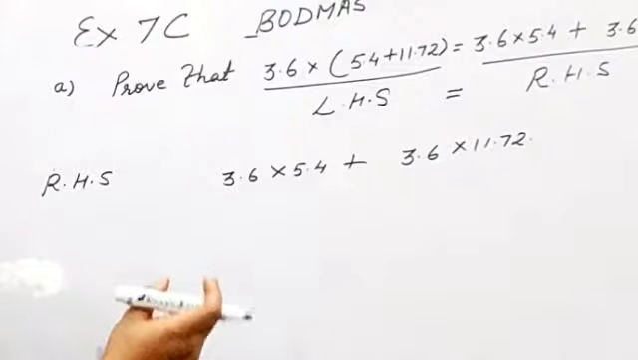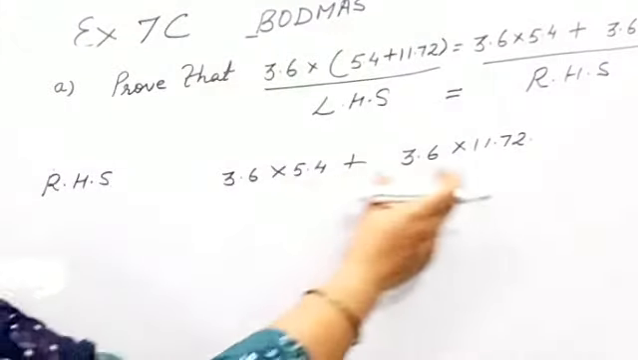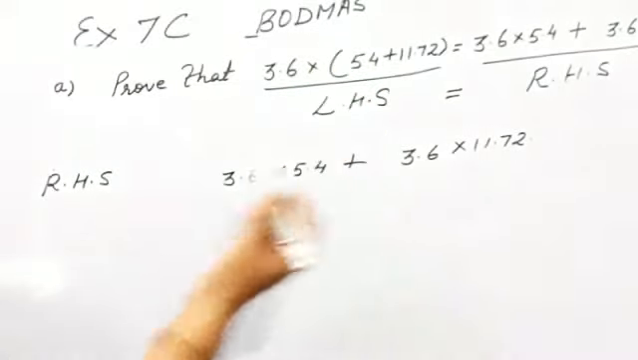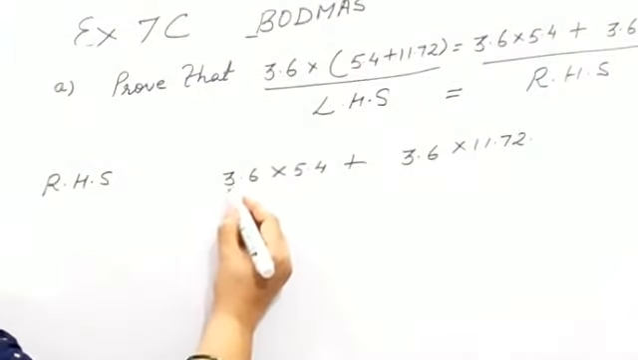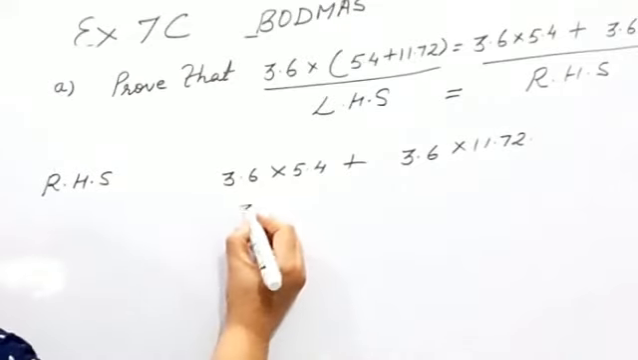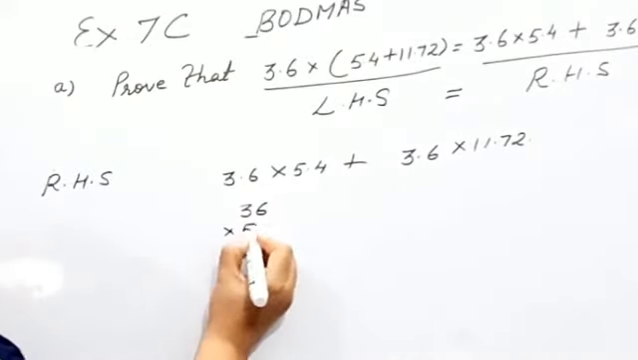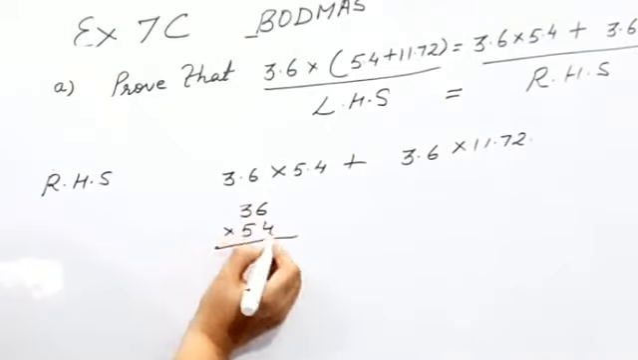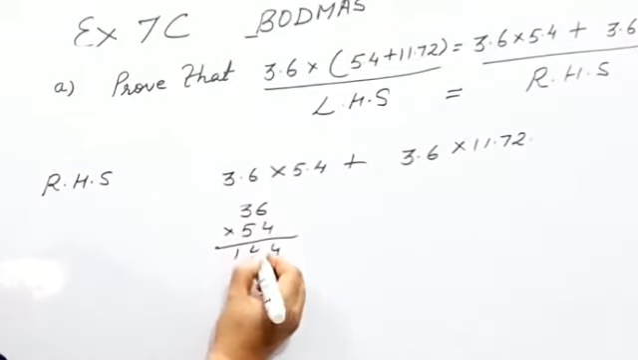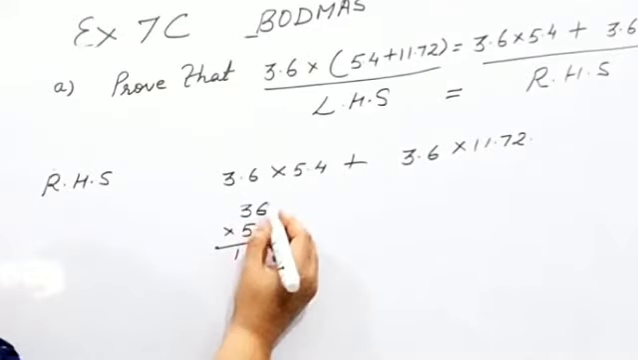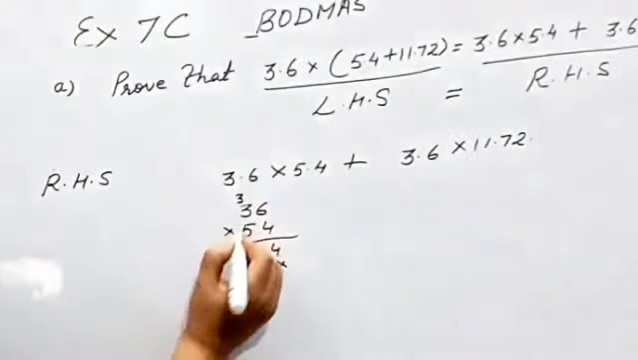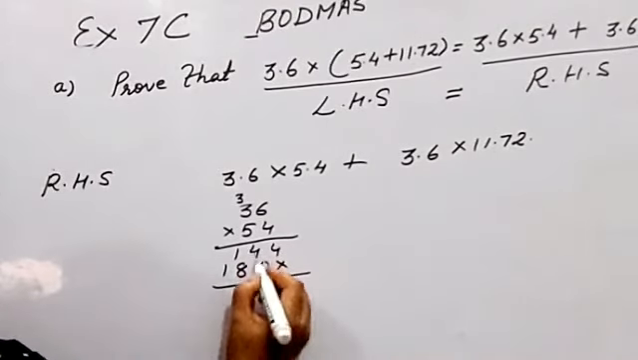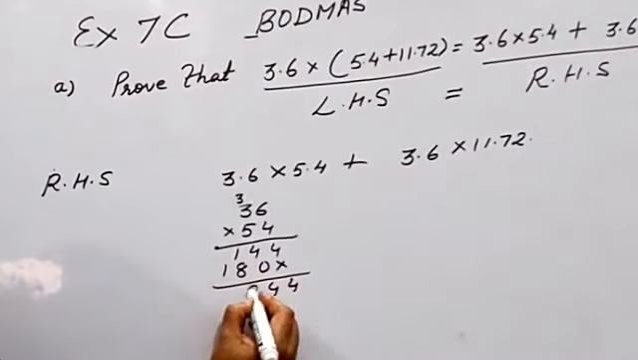Right hand side has 2 multiplications and then addition. According to BODMAS, first we'll multiply and then add the 2 products. So let's proceed. 3.6 into 5.4 means 36 into 54. Multiply them as a simple whole number. 4 6 is 24, 2 carry, 4 6 is 12 plus 2, 14. 5 6 is 30, 0 down, 3 carry, 5 6 is 15 plus 3, 18. 4, 8 plus 1, 9, 1.